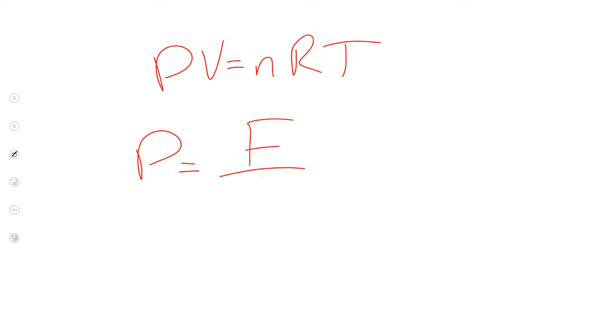Says for any gas, this is true. For any closed system, or not even necessarily closed system, for any system of gas, this is true. It does not matter what gas it is, right? Because what's causing the pressure? What is the definition of pressure? Force over area, right?